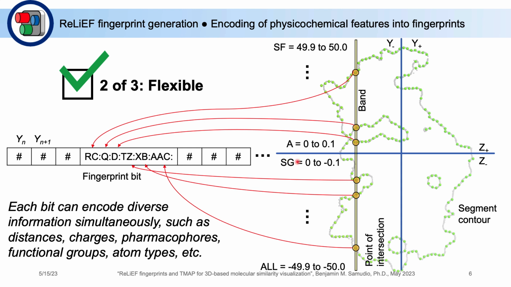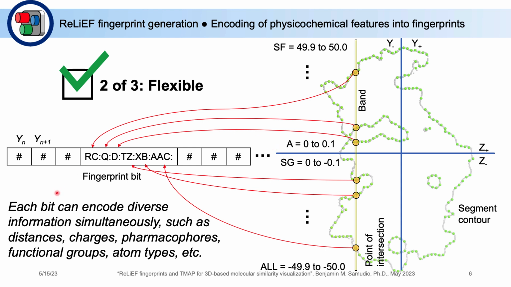Now as an example, I show one segment here and the contour being outlined by green points. And what my script does is it moves the band from the negative y to the positive y side. And as it does that, every intersection with one of those green points is captured into a fingerprint bit as a collection of letters. And those represent bins of distance. So for example, A equals 0 to 0.1 angstrom, SF encodes 49.9 to 50 angstrom, and ALL encodes negative 49.9 to negative 50 angstrom. And what's really exciting here is that as long as a property can be encoded in terms of text, then it could be captured into this fingerprint bit.